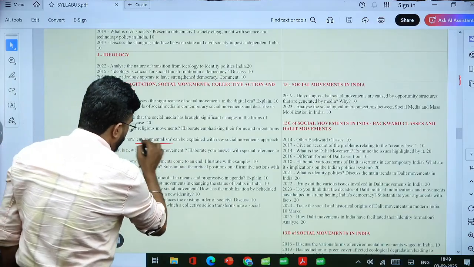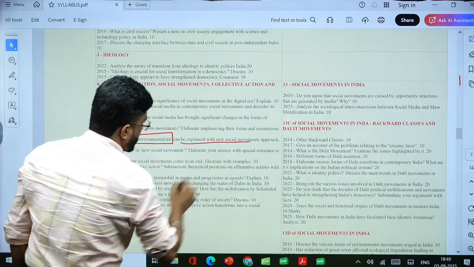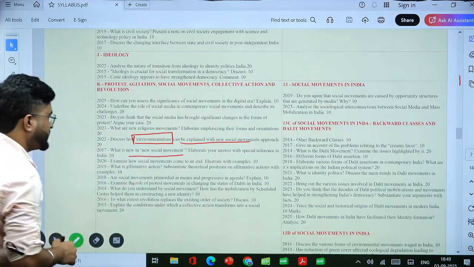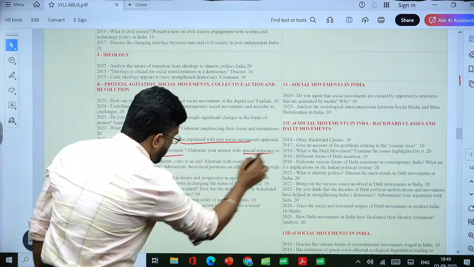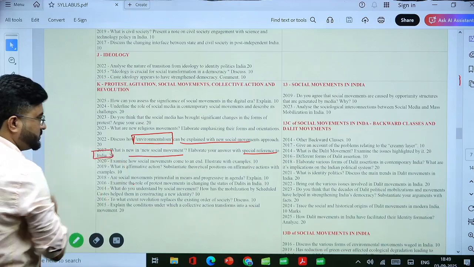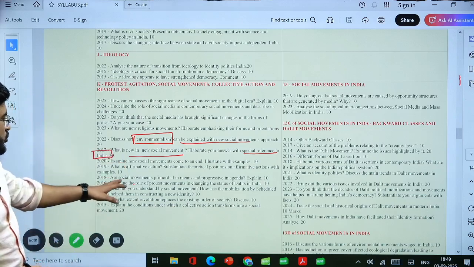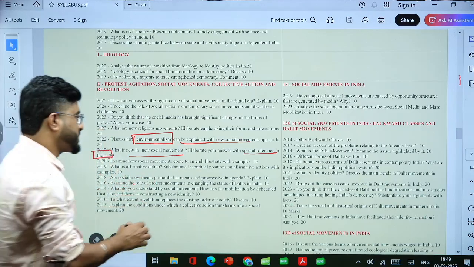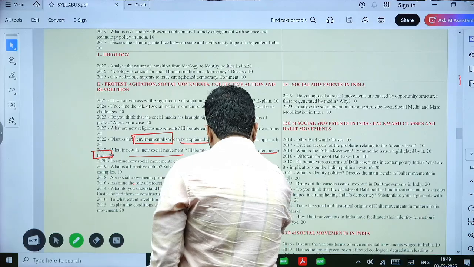Discuss how environmentalism can be explained with the name of new social movements approach. What is new in new social movements? Elaborate your answer with a special reference to India. Okay. Are social movements primarily middle class and progressive in agenda? Role of protest movements in changing the status of Dalits in India.